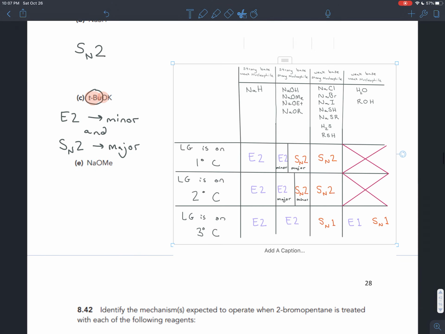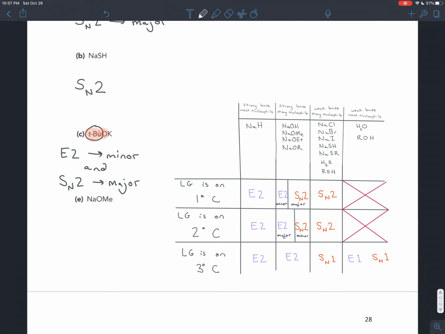Then we have sodium methoxide. Sodium methoxide is one of our strong bases and strong nucleophiles. Because we're dealing with 1-bromobutane, we saw that the leaving group there was on this primary carbon. And so again, we get an E2 mechanism that gave us our minor product, and the SN2 mechanism will give us our major product.